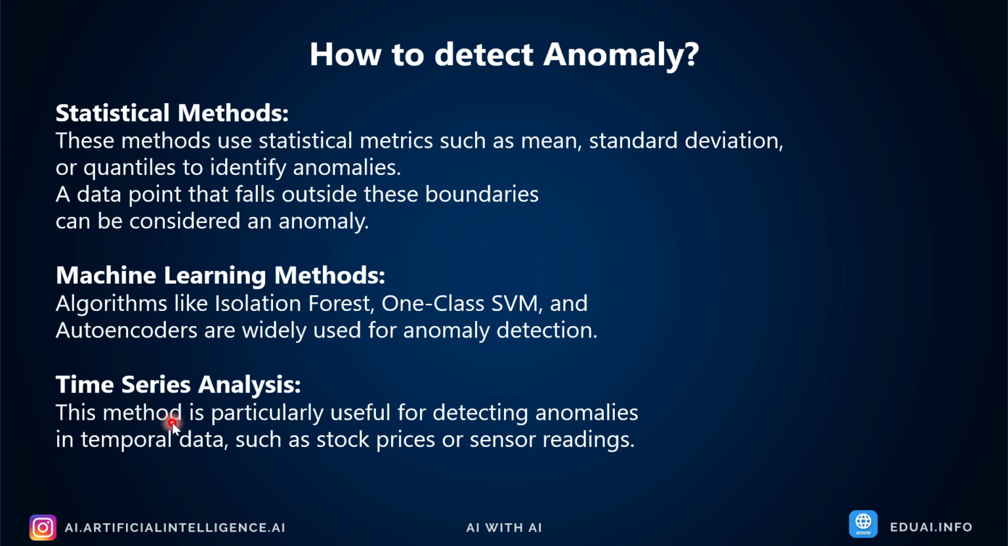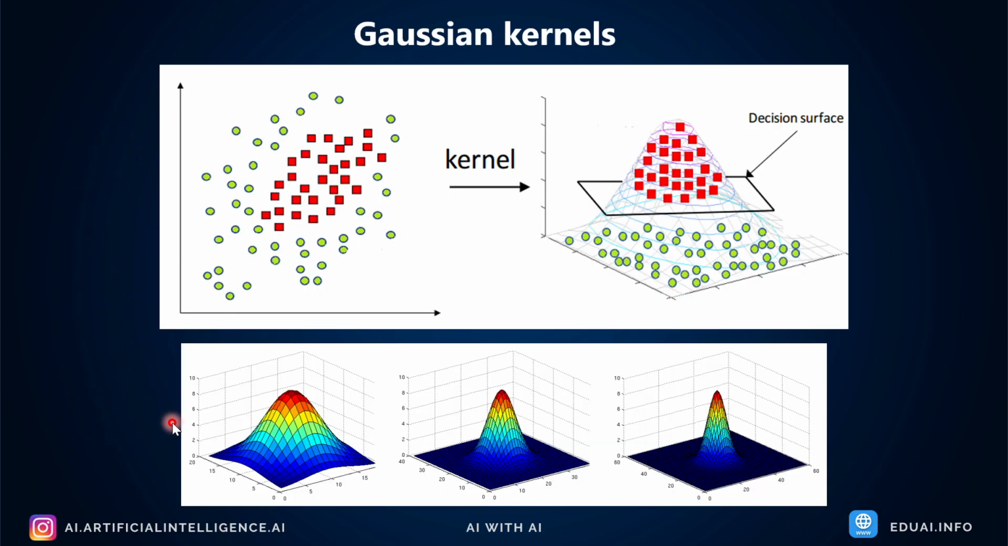Let's see one of the ways by which we can detect anomalies, which is nothing but Gaussian kernels. This is one of the methods, Gaussian kernels, which will help us identify anomaly data points, anomalies basically. We know the kernel already.